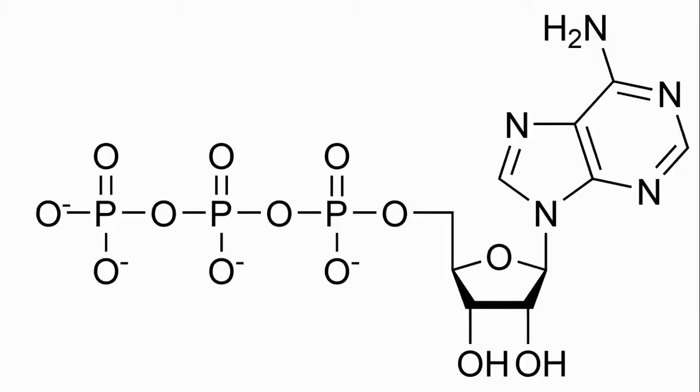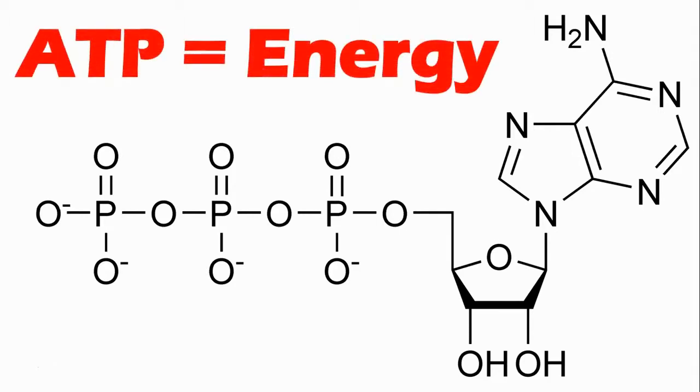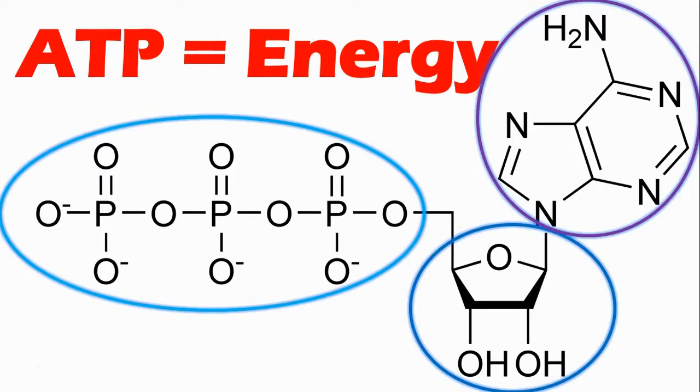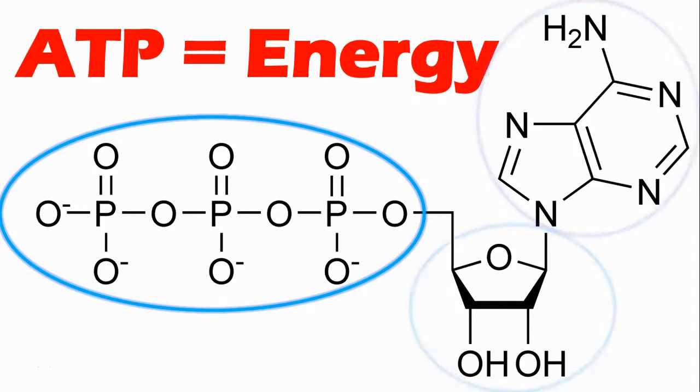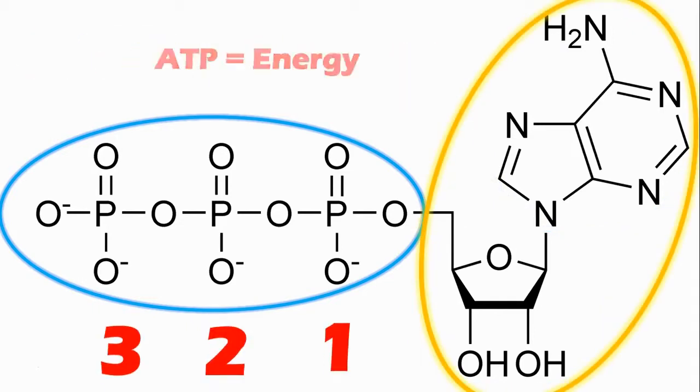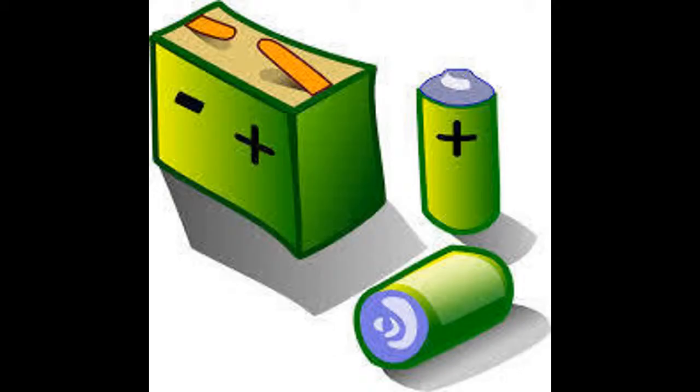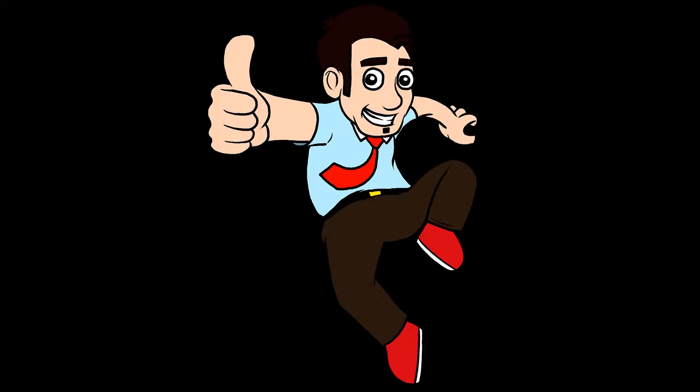Let's start with the structure of this molecule so we can better understand this cellular energy tool. There are 3 parts that go into making ATP. Ribose and adenine combine to form adenosine. Tack on 3 phosphates and that'll make adenosine triphosphate. As an energy source, this molecule is more than adequate.